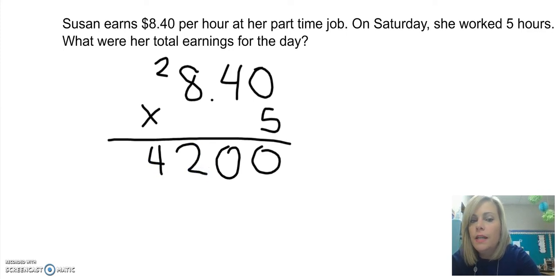Now, then I have to ask myself how many places are behind the decimal. I've got 1 place, 2 places. The 5 has no decimal, so I only have 2 places behind my decimal. So I start here and I move my decimal 1, 2 places, and I get $42.00, and that is my product.